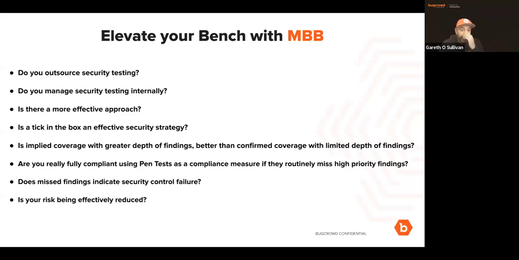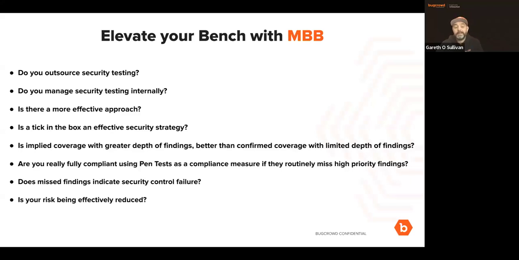Are you finding this compliance-driven testing effective as a security strategy? Probably not. Is implied coverage with a greater depth of findings better than confirmed coverage with limited depth of findings? What that means is, is it better to have a strategy that gives you visibility of the full coverage of a testing engagement, or is it better to have findings that are more impactful? Maybe there's a balance to be found there. Maybe you can do both and use one testing approach to give you that coverage and another testing approach to give you that depth.